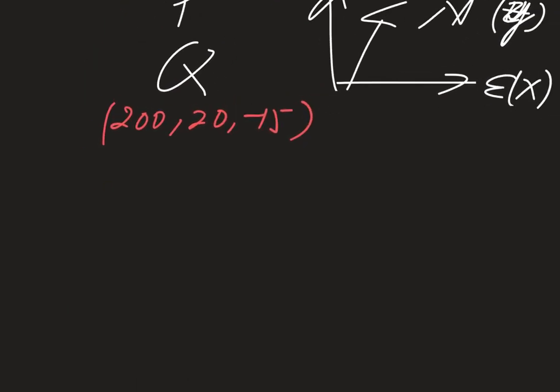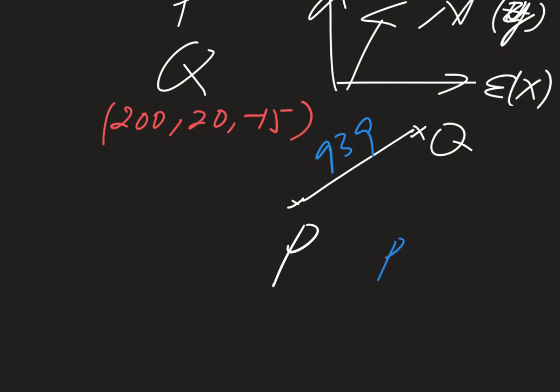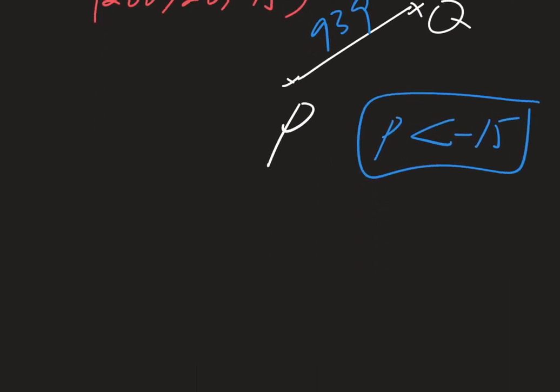So now we are given that P is lower than Q. If you draw in 3D, P is lower than Q, and this distance is 939. They ask us to find the value of p. So we look at what is meant by lower. Lower means that in the vertically outwards Z direction, the Z value is lower. That means p has to be less than minus 15. This is the condition that we set.